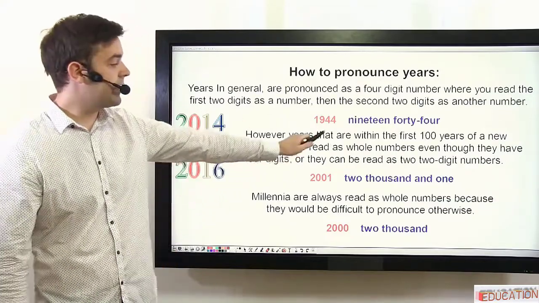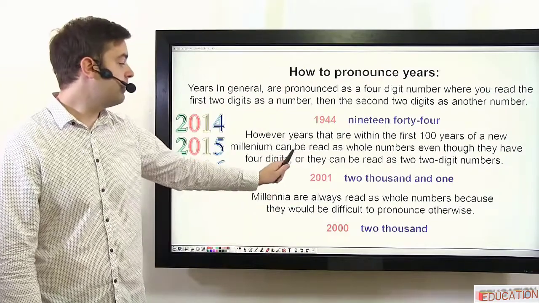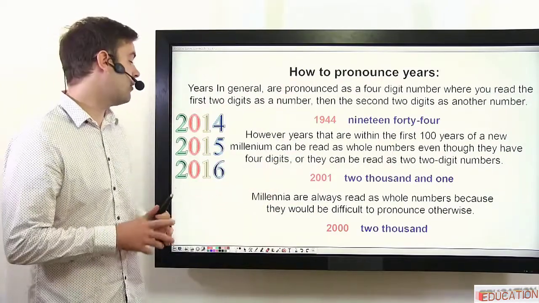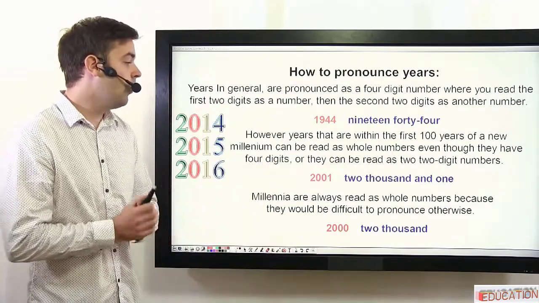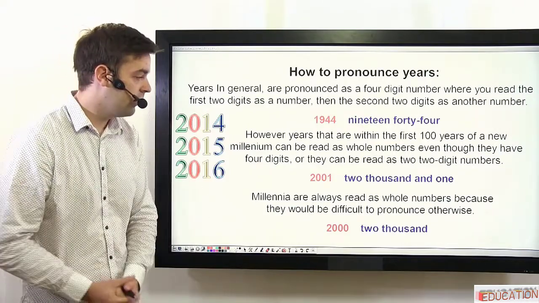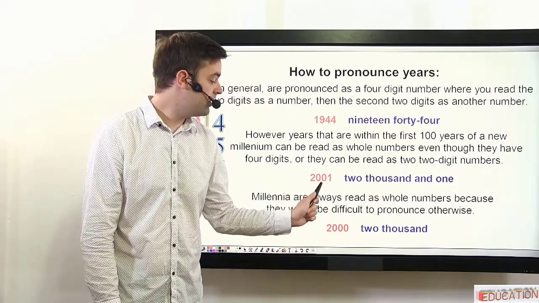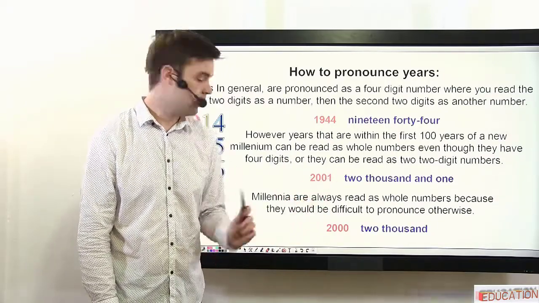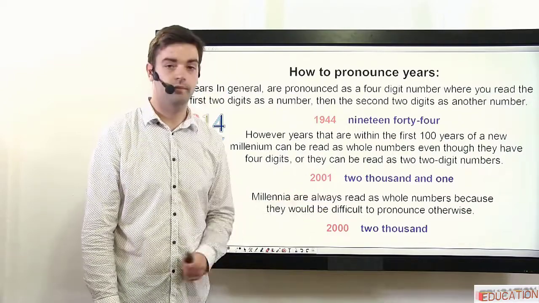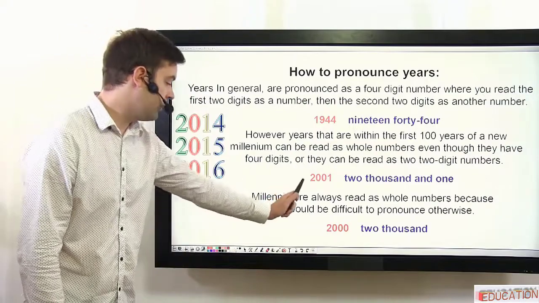However, years that are within the first 100 years of a new millennium can be read as whole numbers even though they have 4 digits, or they can be read as 2 2-digit numbers. For example, here we have 2001.